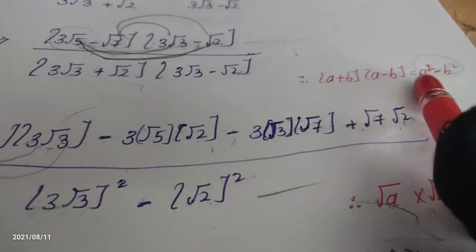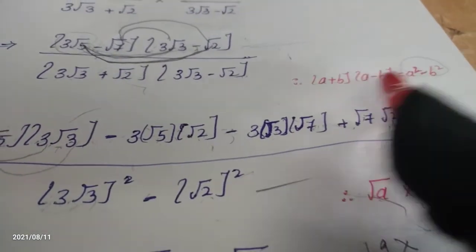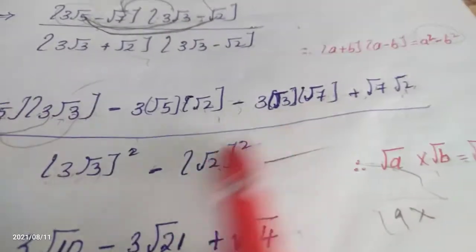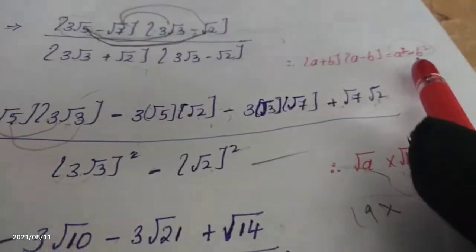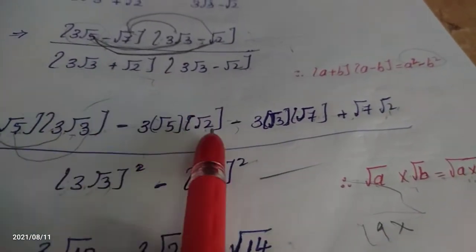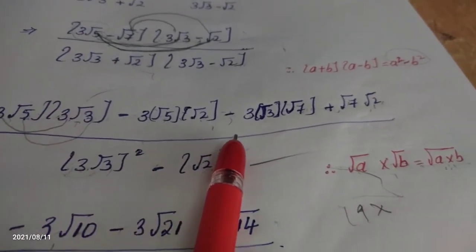For converting to the RHS, we have to do a square. In place of a, we have 3 root 3, so 3 root 3 whole square. Minus is as it is, I am writing minus. What do we have to do? b square. In place of b, we have root 2, which means root 2 whole square. Up to that clear, ma'am?